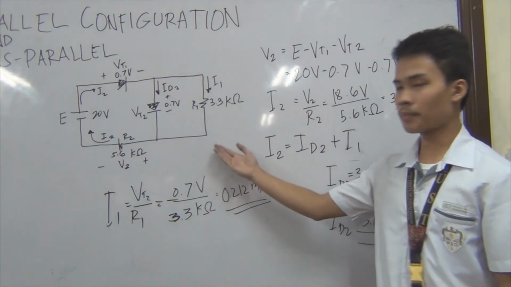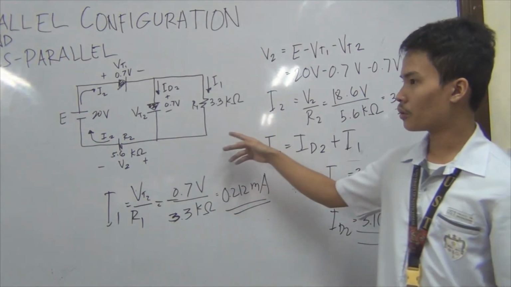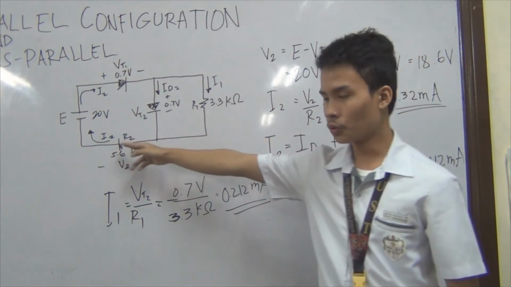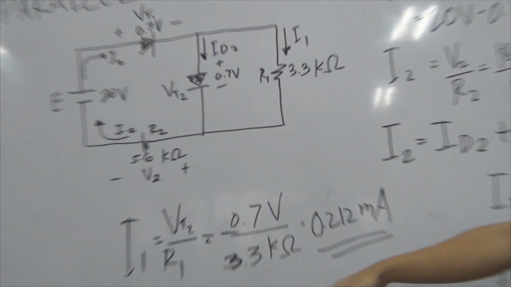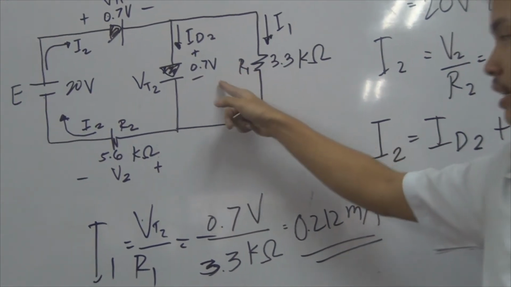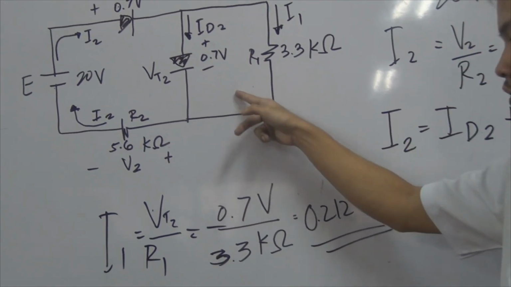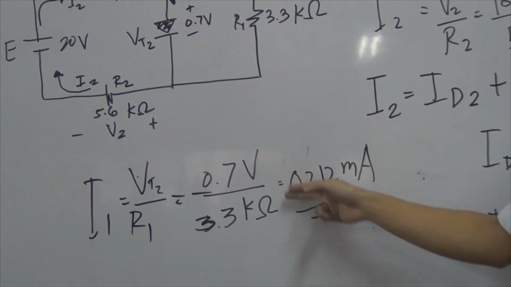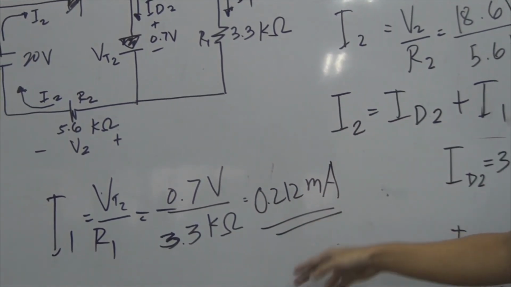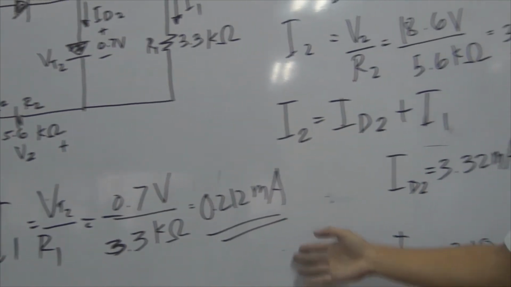Here we have a series parallel connection. So we would get I1, ID2, and I2. In getting I1, since it is parallel with this diode, which is silicon, it is 0.7 volts. 0.7 volts over the resistor would get you 0.212 milliamps.